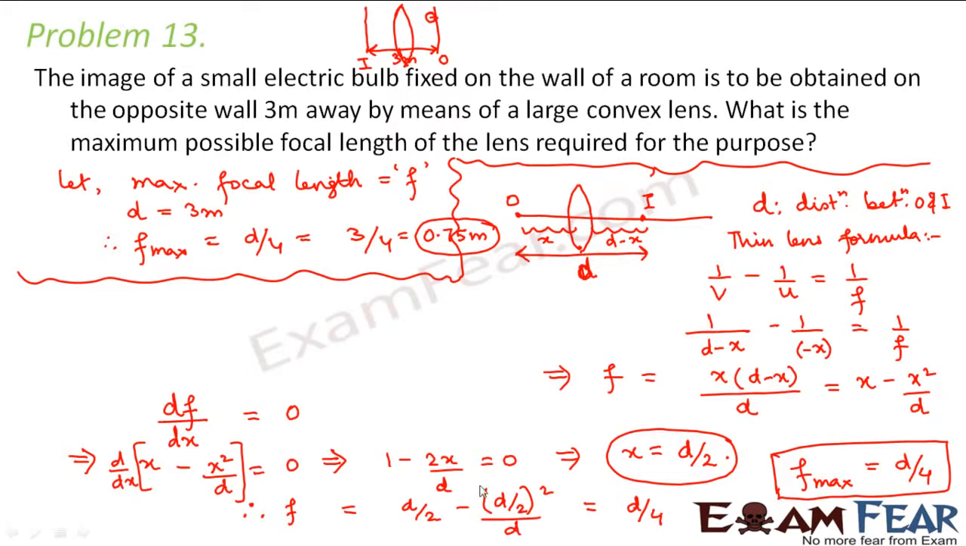Right? So I hope you understood the concept. Here we want to find out the maximum value of focal length. What is the value of x for which the focal length will be maximum? That is what we calculated with the help of differentiation. So now let us look at the next problem.